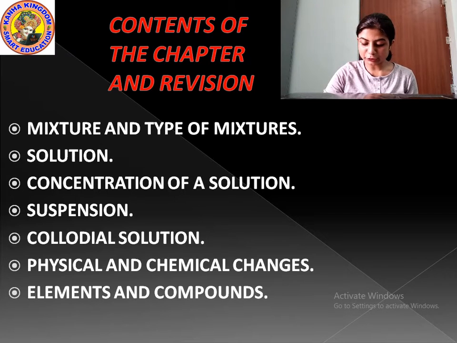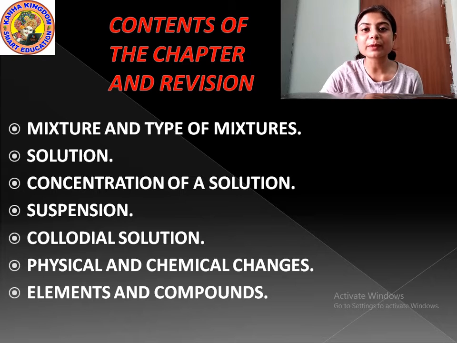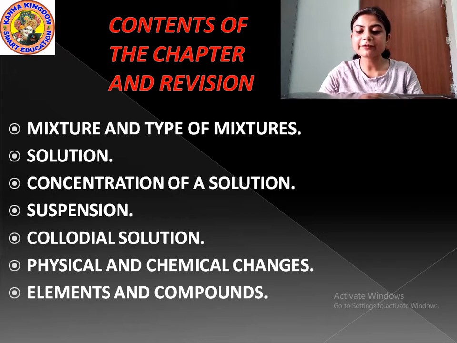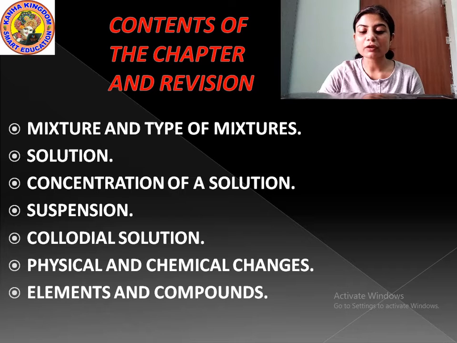The solute particles cannot be separated from the mixture by the process of filtration. If you filter the solution, the particles cannot be separated because the particles are so minute that they are uniformly distributed throughout the solution. Then in a solution, the relative proportion of the solute and solvent can be varied.